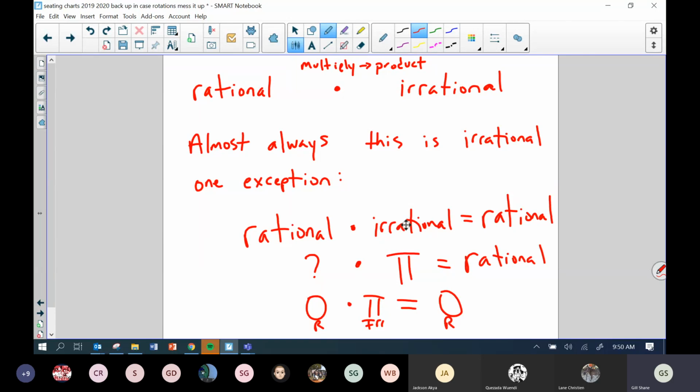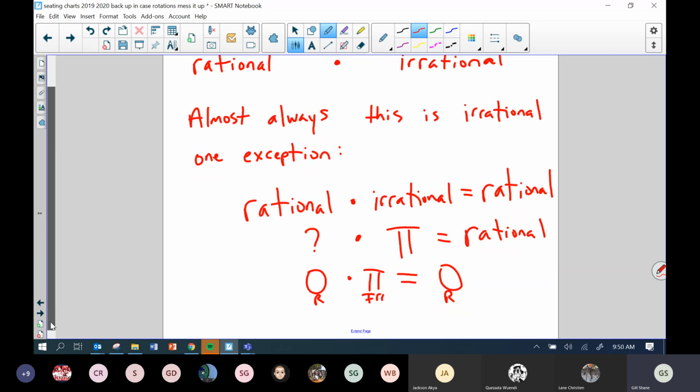That's the only exception. Every other time it's going to be irrational when you multiply them. So this is the only time when it won't be irrational. That's when you use 0.